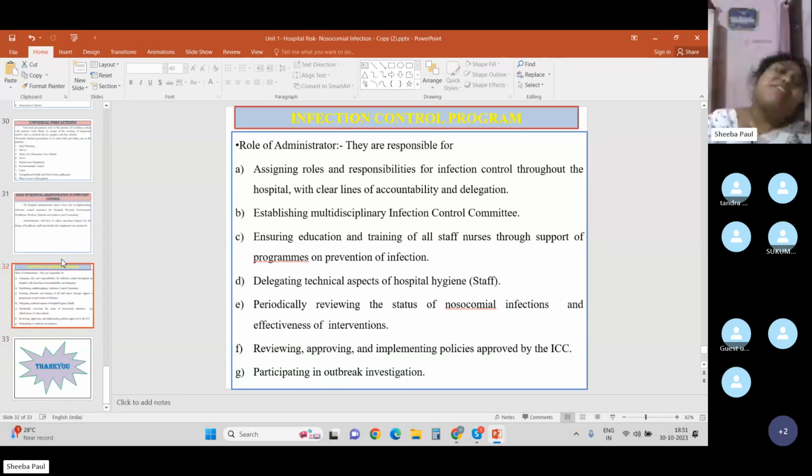See, everything is very much similar in this. Everything is related to how you prevent an infection to a person who is admitted in the hospital, and what measures you will take to prevent further infections. So this is all about your unit 1. Is it clear so far, or should I repeat any concept?